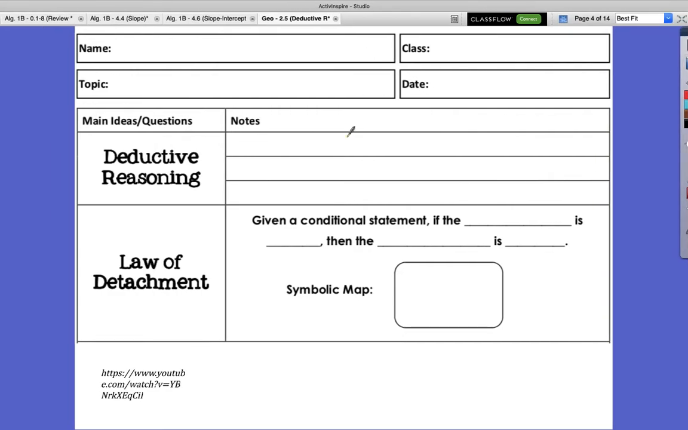Welcome here. This is Honors Geometry doing section 2.5. The objective for today is students will be able to use deductive reasoning to make conclusions. Section 2.5, like I said.